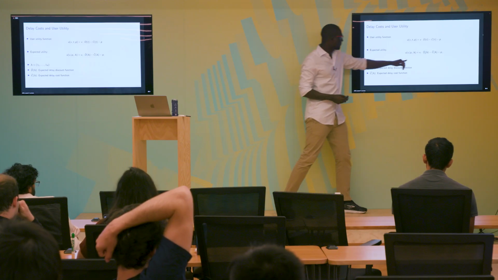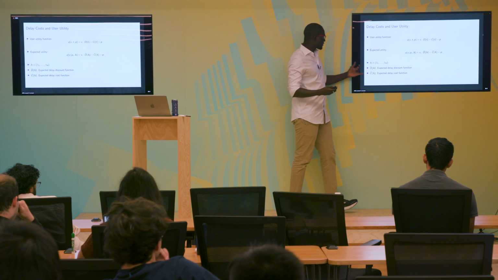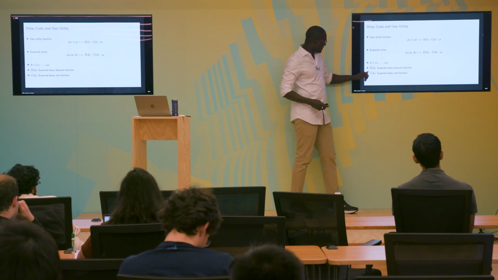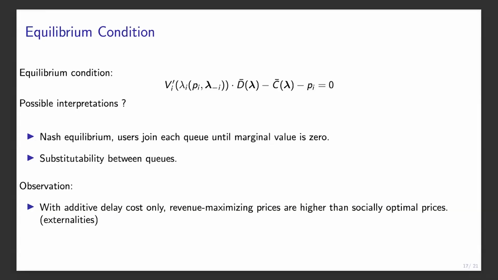So it depends on the whole vector, this expected delay cost function, same as the expected discounted delay and the expected delay cost. Now, what is the equilibrium condition? The equilibrium condition here is that the marginal value of the user who's going into a queue will be 0. Okay, so they will be willing to pay up to a price of what they benefit from it. P is equal to this marginal value here.